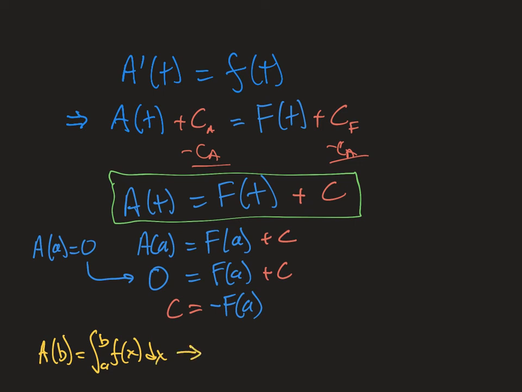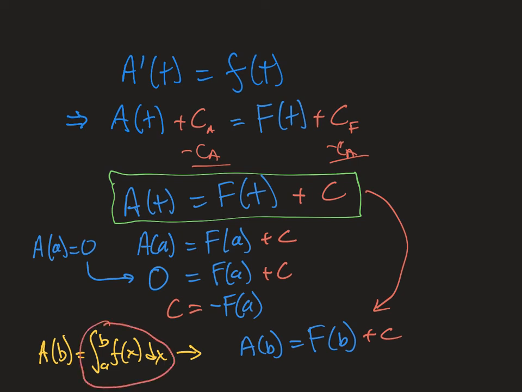Because A of b, from this green equation, is just capital F of b plus C, right? I'm just coming down from this one and plugging b in. And since we know A of b equals this thing, check out what we get. The definite integral from a to b of little f of x, that's lowercase f, x dx, equals F of b. And then remember what we just said C was, minus F of a.